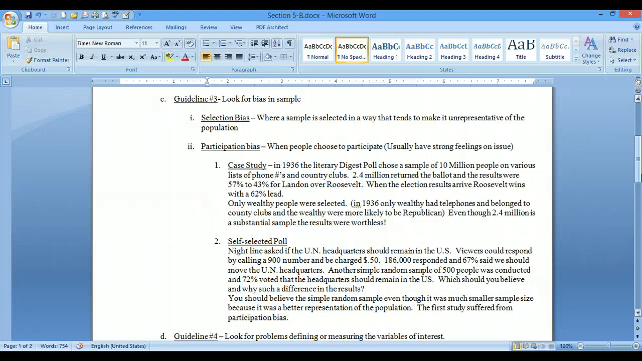The second option, or potential for bias, is participation bias. This is when people actually choose themselves to participate. People who choose usually have strong feelings on an issue. Our first one is a case study.